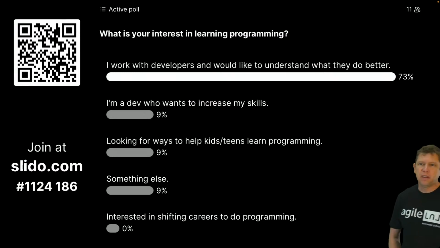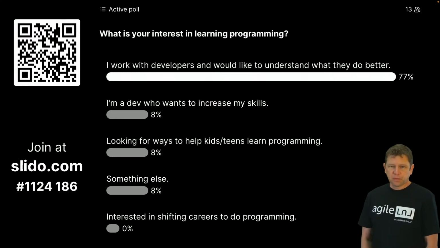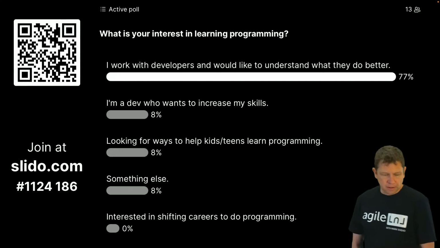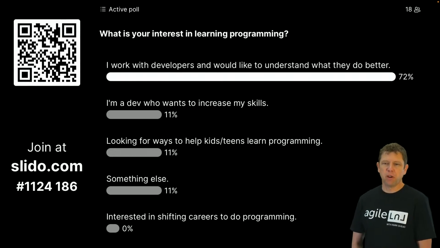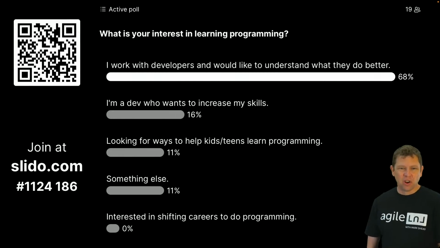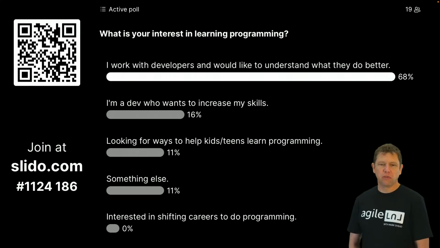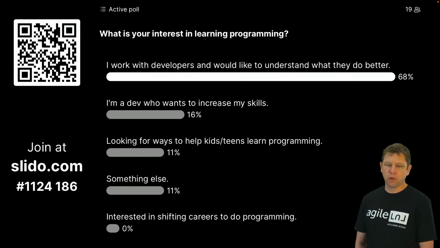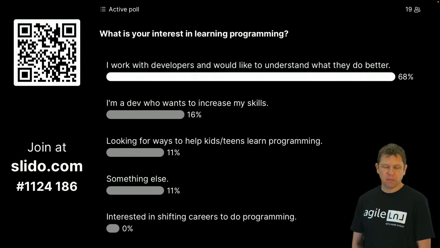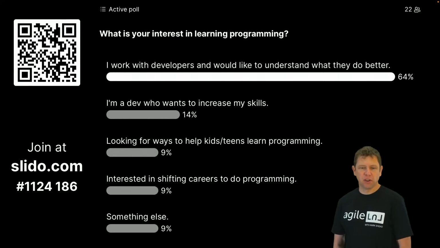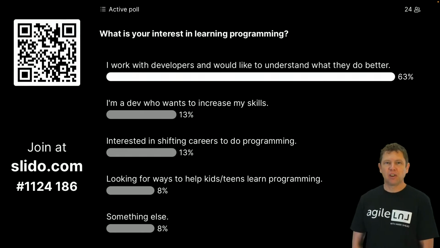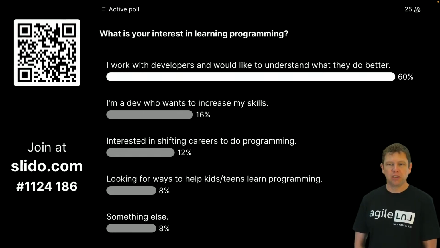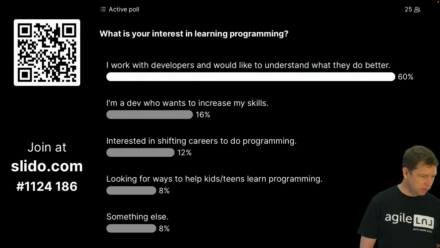Let's see. I want to see what everybody's here for today. So we're going to be talking about different ways of learning programming. And it looks like a lot of us are here because we work with developers and want to understand what they're doing, which makes sense, right? Or you're a developer, you want to increase your skill. You're looking for ways to help teens or kids learn programming, or something else. We've got 0% of the people here looking at shifting career. Oh, okay. Now we've got some people looking at shifting career. So hopefully we'll give you some ideas here on what that might look like and some ways to head toward those types of things.